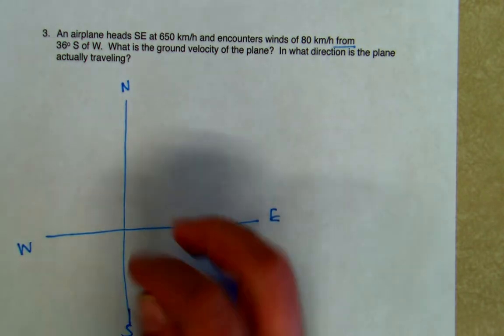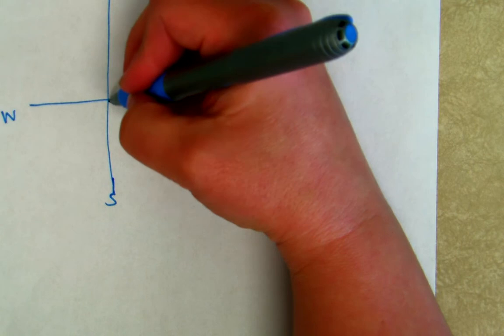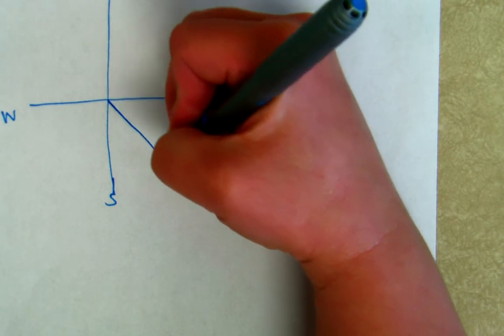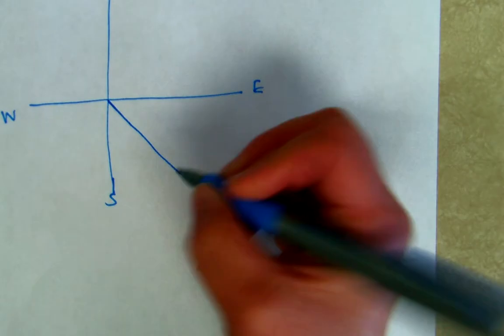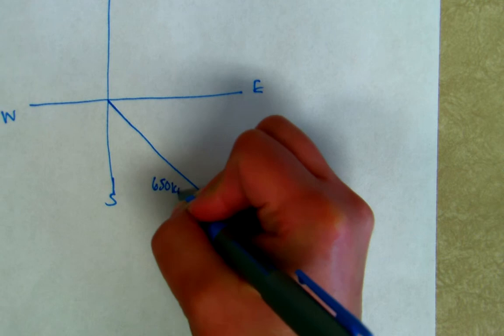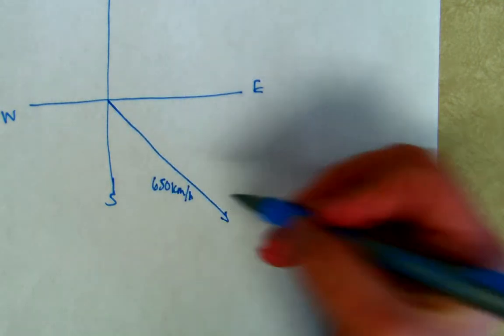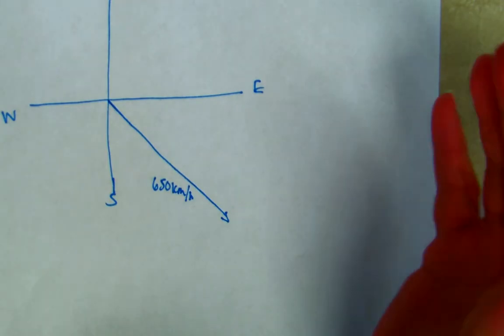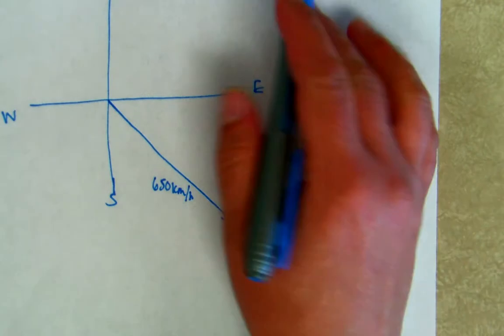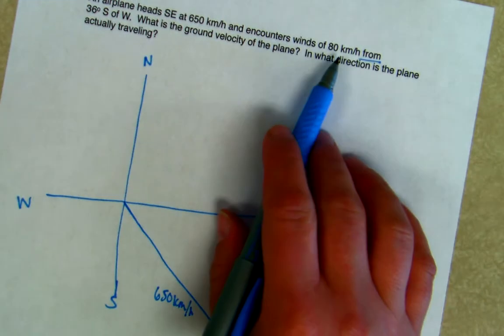Actually, I didn't need so much on the top part, so I'm going to focus down here. So an airplane is heading southeast. Southeast is right in the middle. And 650 kilometers an hour is fairly fast, so I made it a fairly long vector to represent that this velocity has a bigger magnitude, especially when I compare it to the wind, which is 80 kilometers an hour.